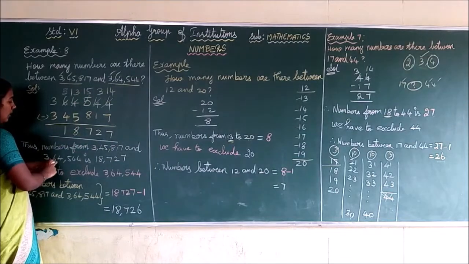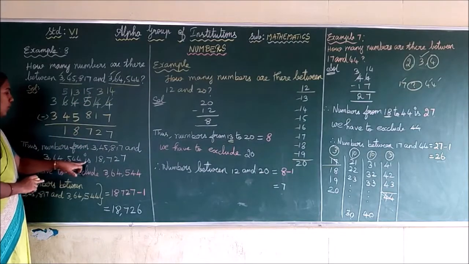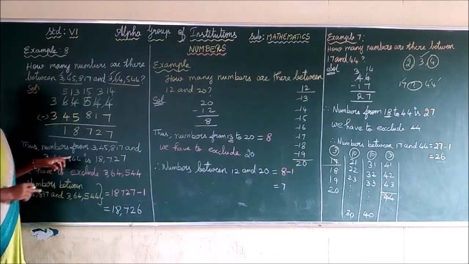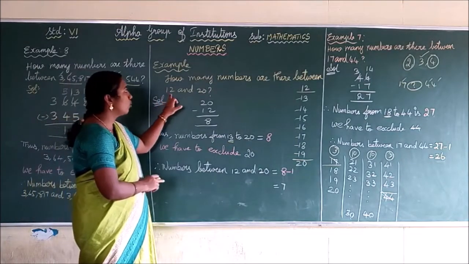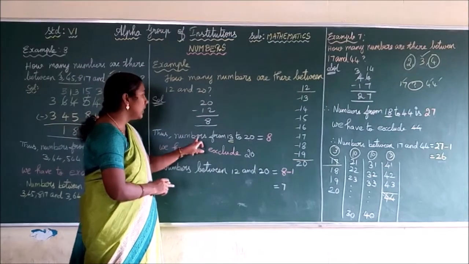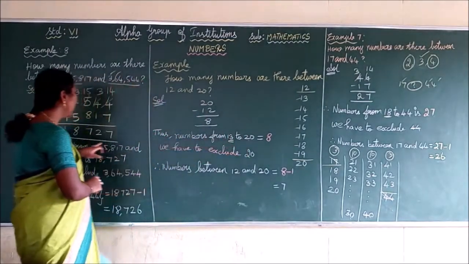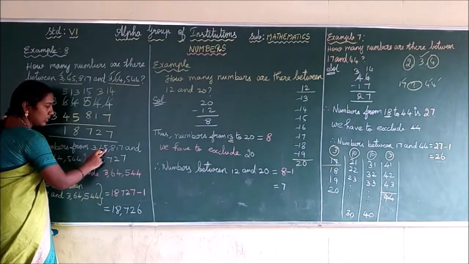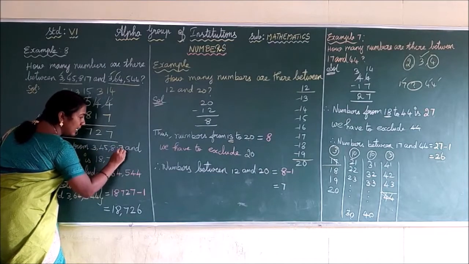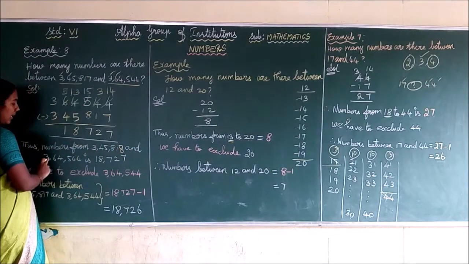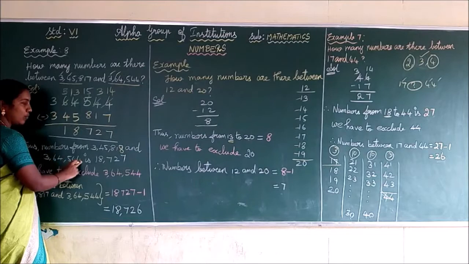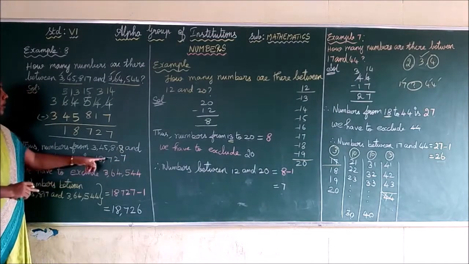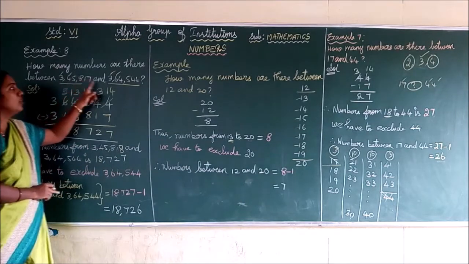Thus, numbers between 3,48,817 and 3,64,544 is 18,727. Here, children, what we have written here? Numbers between 12 and 20, or we have written as numbers from 13 to 20. So here, how do you write? Numbers from 3,45,818 and 3,64,544 is 18,727. Here we have excluded this number, but we have included this number.